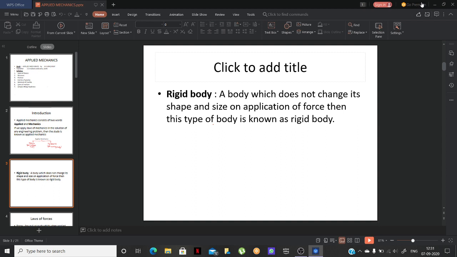For example, you take a wooden duster. If you apply force on this duster, will it change its shape and size? The answer is no. But if you take a rubber ball and you apply force on it, it changes its shape and size. So the wooden duster is a rigid body, whereas the rubber ball is not a rigid body.